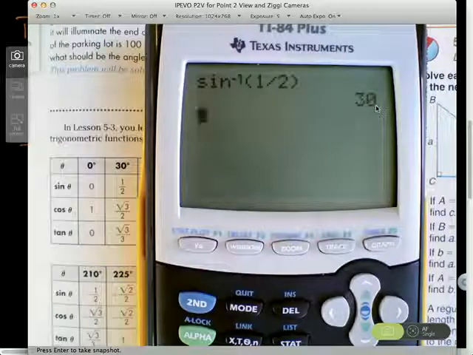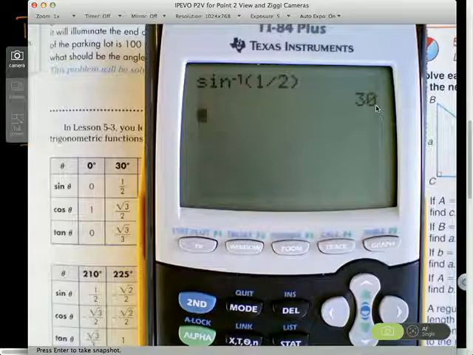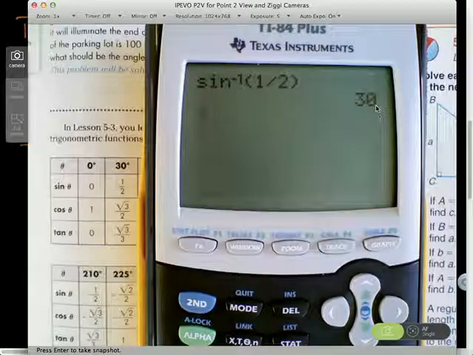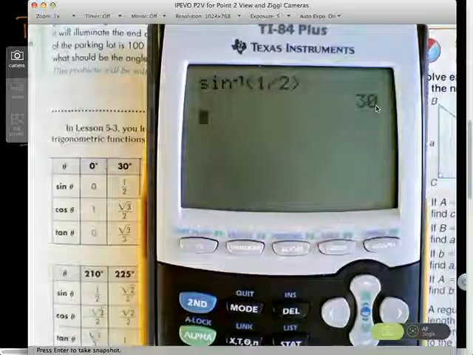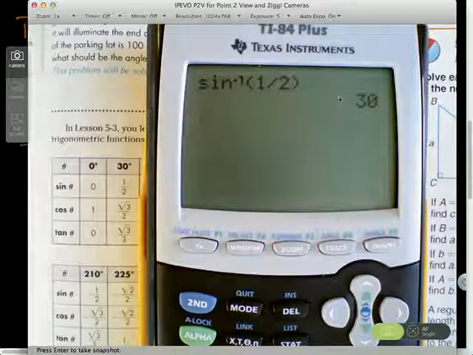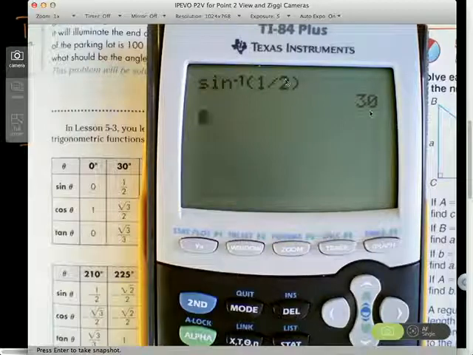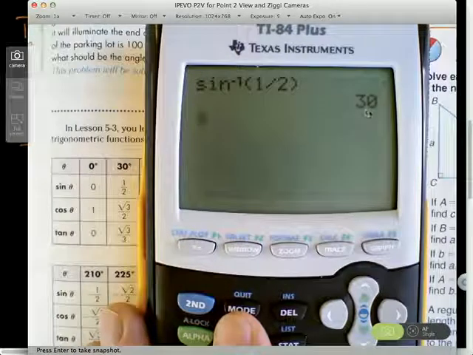You might also have to consider that sine is positive 1/2 in the second quadrant, right? So technically 150 degrees is also an answer to this question. All right, so don't just accept this at face value. Think of this as more like the reference angle that it's giving you, and that should help you out. But the idea is I input a ratio, and it gives me an angle. And that angle is in whatever mode you're in, so I'm in degree mode, so it's giving me the degree.